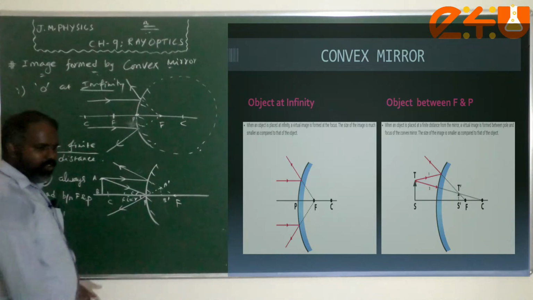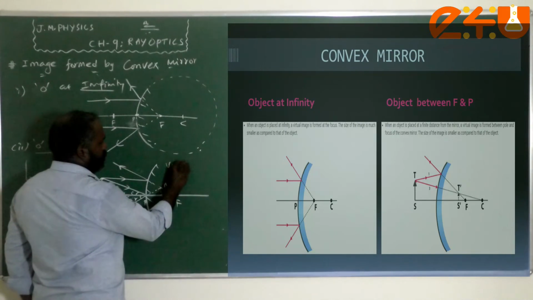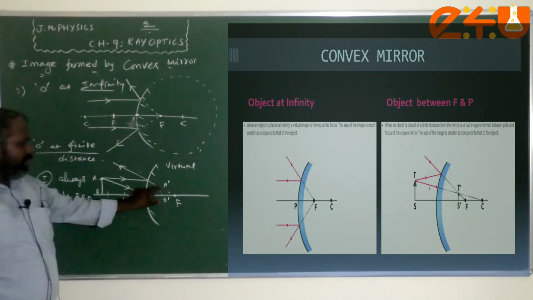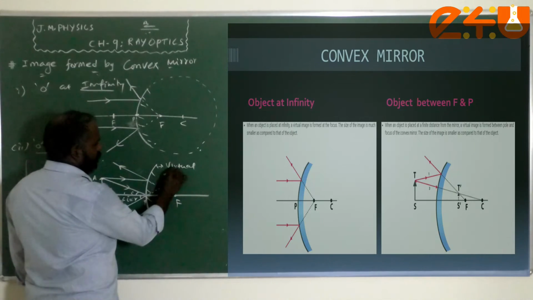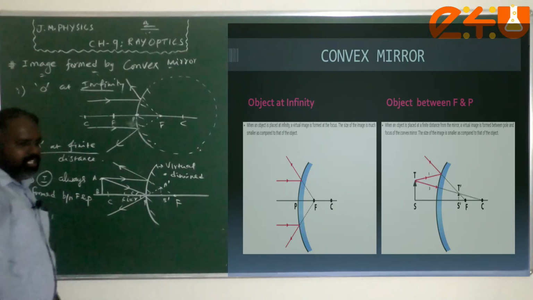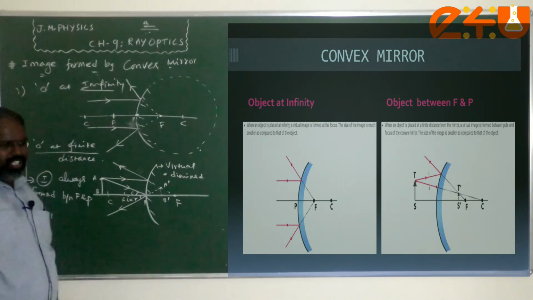Since it is behind the mirror, obviously the image will be what, children? Virtual image. As we compare the size of the object and the image, obviously we can say that they are diminished. They are what, children? Diminished. Virtual image, and virtual means upright, erect image also.